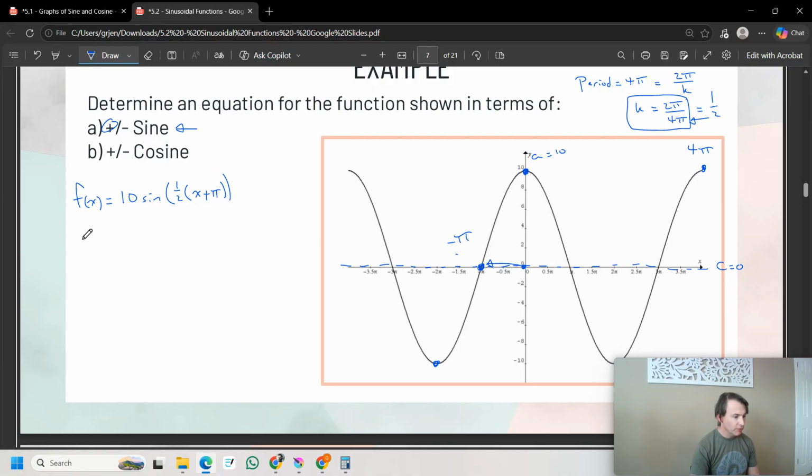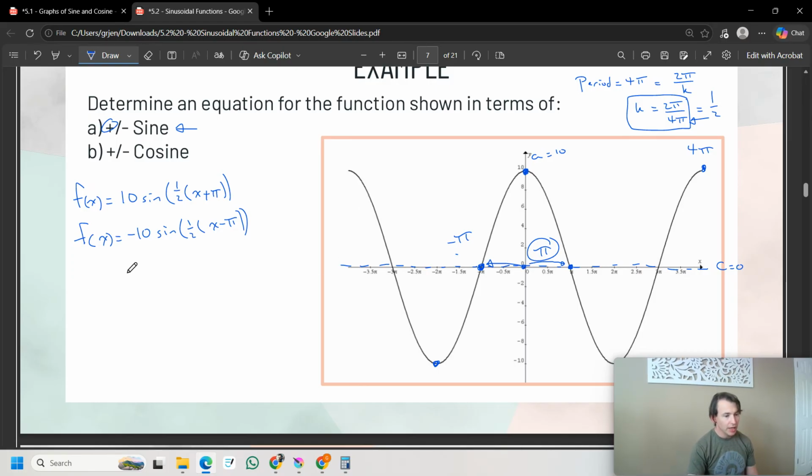Okay. If we wanted negative sine, normally it starts over there, and I can see that's been moved in the positive pi direction. So it's moving forward by pi. So then we would also have this function, f of x is equal to negative 10 sine of 1/2 x minus pi. Because positive shifts, we have to have the sign flipped version in there.